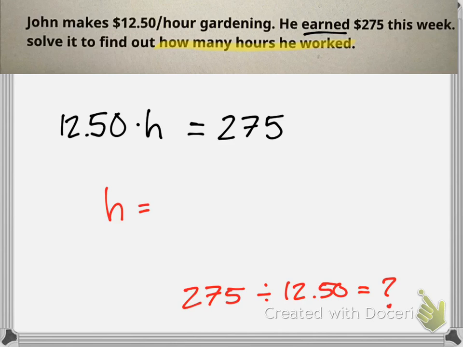Like I said, we have to get rid of this 12.50 somehow. It's being multiplied by the H. So how am I going to get rid of it? If 12.50 is being multiplied by our variable, what do you think I do to it? What operation? Izzy, what do we do? So since there is a division symbol, we are going to divide the 275 by 12.50.